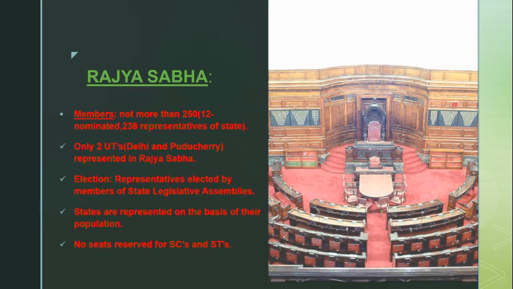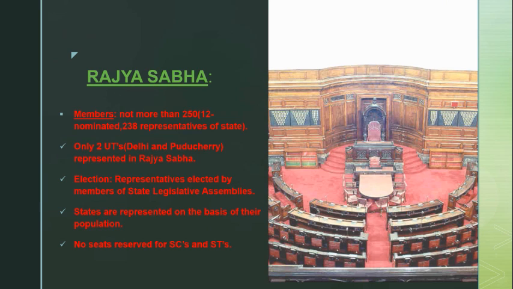Let's first discuss the Rajya Sabha and learn some important points of this house. The maximum strength of Rajya Sabha can be 250. But presently the total membership of Rajya Sabha is 245. Out of these, President nominates 12 members amongst persons having a special knowledge or practical experience in the fields of literature, science, art and social service.